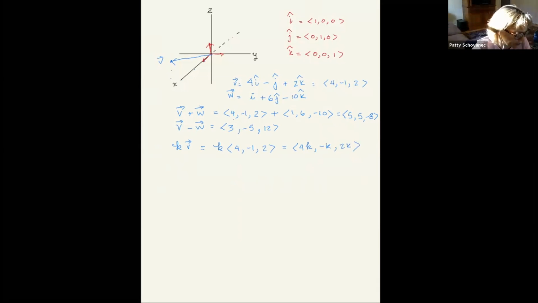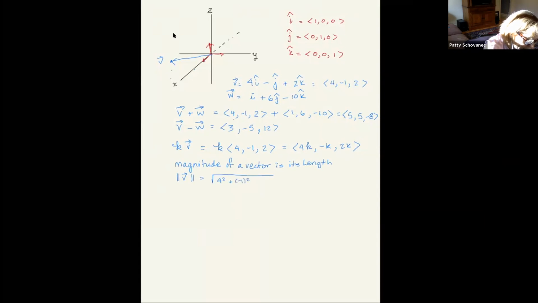So those were the obvious operations. Today we want to talk about 2 more operations. Let me point out a few things first. We've got the magnitude of a vector, which is its length. And we would denote the magnitude of a vector by putting these little bars around the vector. And you find the magnitude by squaring the components. So in our example, it'd be 4 squared plus -1 squared plus 2 squared, and then the square root of that.